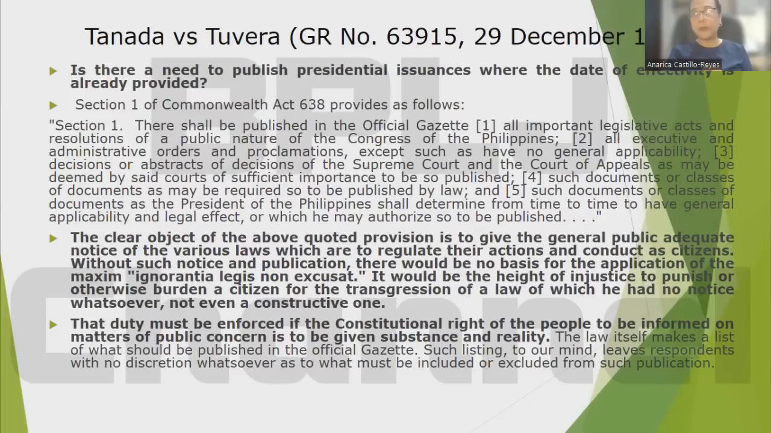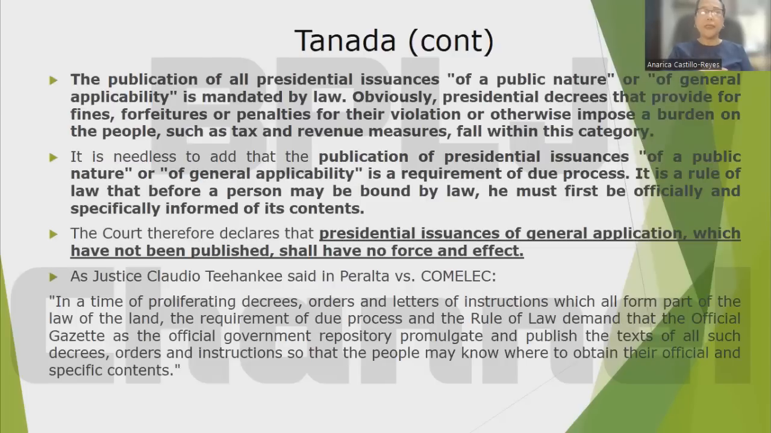So it is the right of the people to be informed as well as their right to due process. Because if you would punish him for something which he does not know of in the first place, that would be the height of injustice. The publication of all presidential issuances of a public nature or of general applicability is mandated by law. Presidential decrees that provide for fines, forfeitures, or penalties for their violation impose a burden on the people, such as tax and revenue measures, and fall within the category. So presidential issuances of general application which have not been published shall have no force and effect.